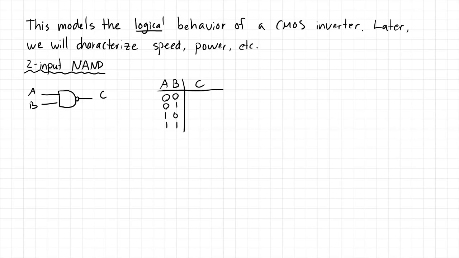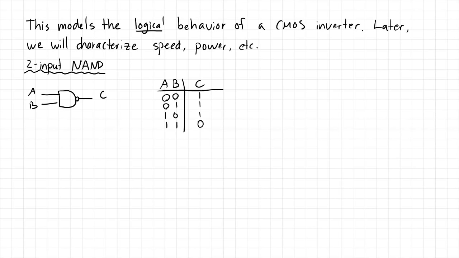Okay, so when A and B are both 0, that means A and B is 0, so a NAND gate is the complement of an AND gate, so C will be 1. When either A or B are 0, then the output is also going to be 1. The output C will only be 0 when both A and B are 1, which is A and B ANDed together is 1, and then the complement of that is, of course, 0. Okay, so we have our truth table.